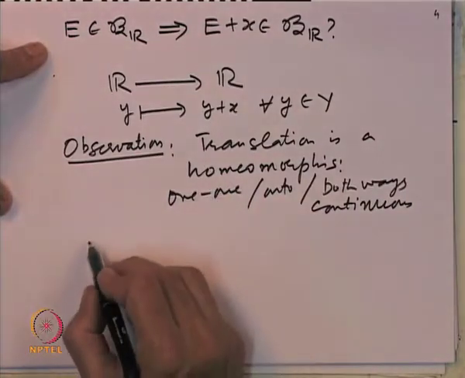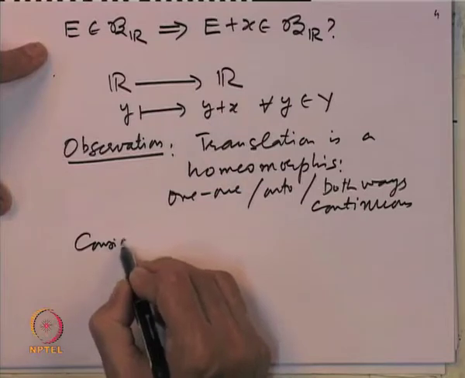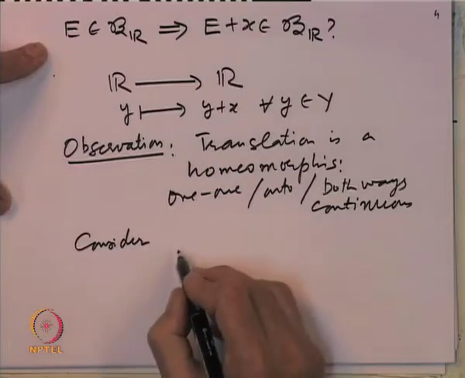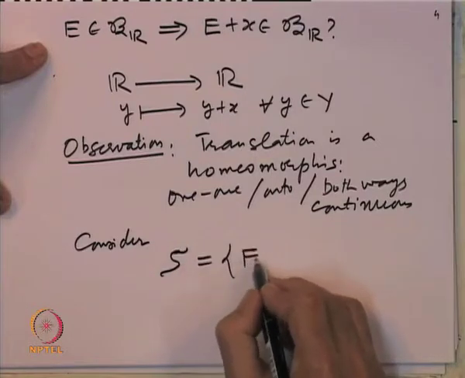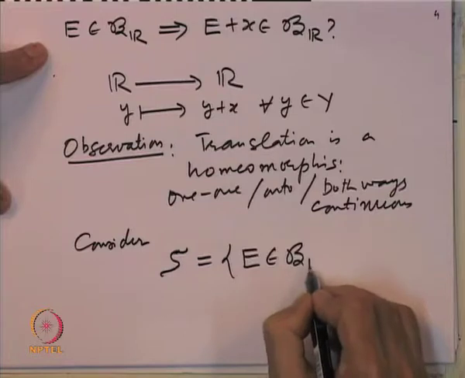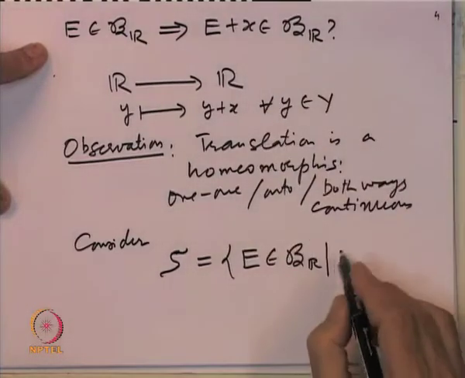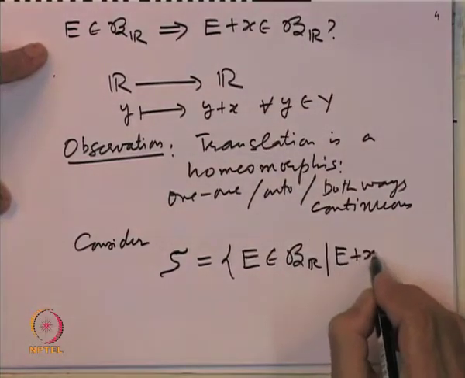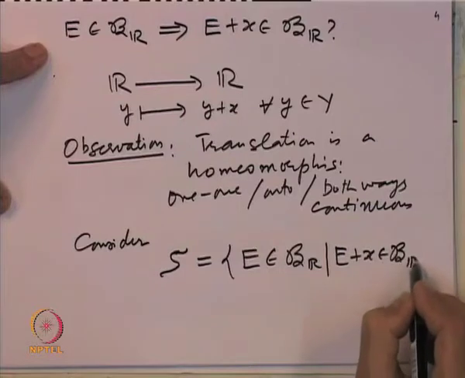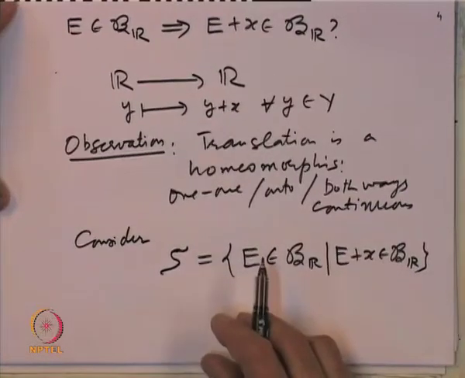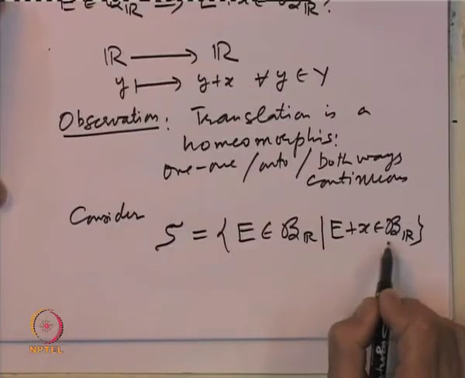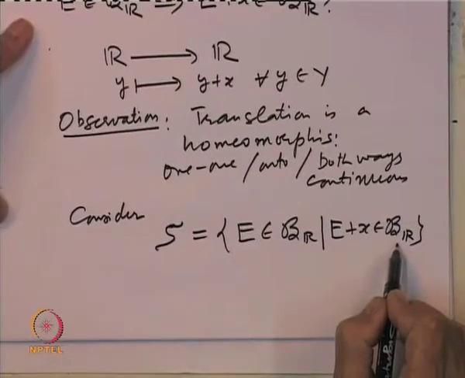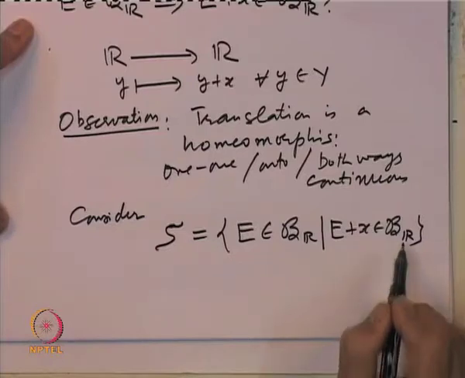So, to prove our requirement, let us consider the collection S. S is the collection of all Borel subsets E of the real line such that the required property holds, namely E plus x belongs to B R. So, look at all Borel subsets of the real line such that the translated set is also a Borel set.